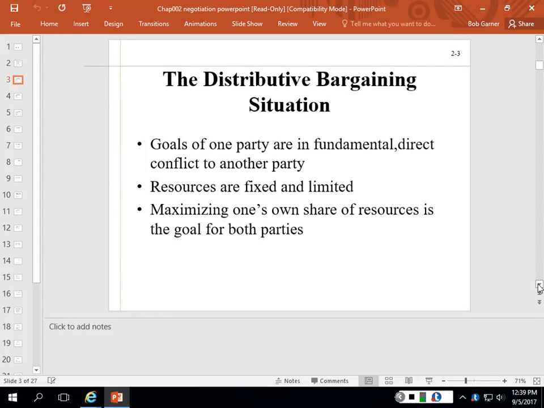All right, so in the distributive bargaining situation, the goals of one party are in direct conflict with the other party. The lady selling the condo wants the highest price she can get. The guy buying the condo wants the lowest price he can get. Resources are fixed and limited. It's one condo. And maximizing our share of resources is a goal for both parties, which is why I've told you most car buying situations are distributive. That salesman gets paid on commission. The higher the price is, the more money they make, and then you want the lowest price.